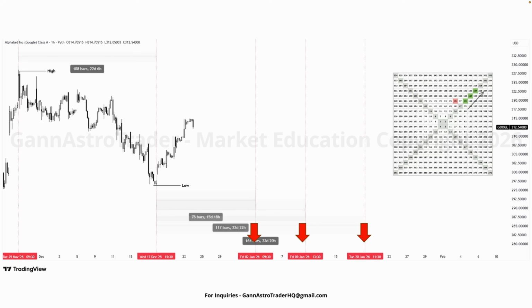The first projected interval is 78 bars, taking us to Friday, January 2nd, 2026 at 9:30 in the morning. The next projection is 117 bars, taking us to Friday, January 9th at 1:30 in the afternoon. And the third projection is 164 bars, taking us to Tuesday, January 20th at 11:30 in the morning.